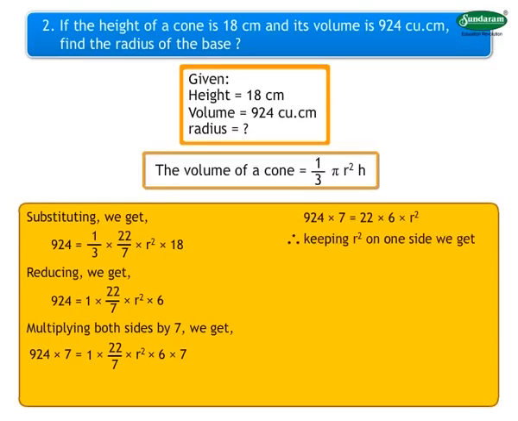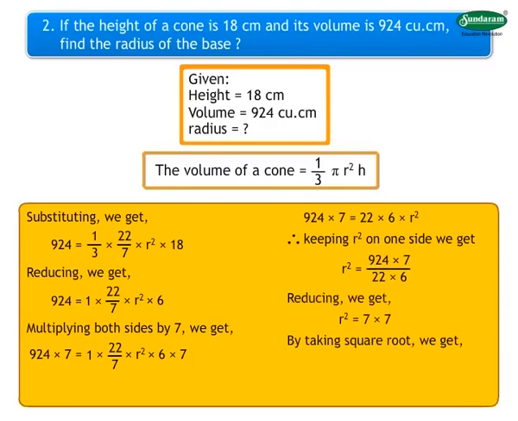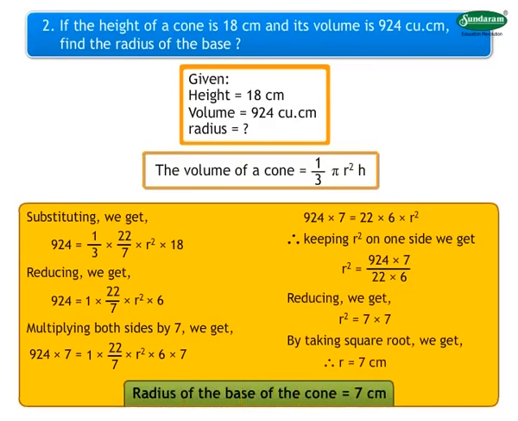Therefore, keeping r square on one side, we get r square is equal to 924 into 7 upon 22 into 6. By reducing, we get r square is equal to 7 into 7. By taking square root, we get r is equal to 7 centimeter. Radius of the base of the cone is equal to 7 centimeter.